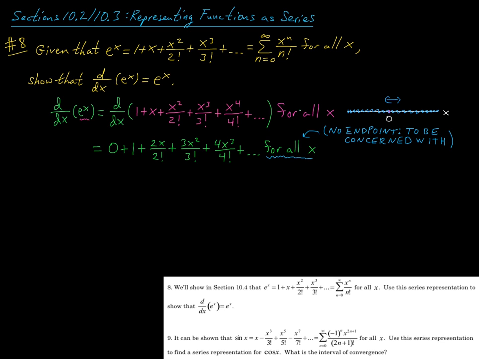I want to point out here that since this original series for e to the x converges for all x, this series we get by differentiating term by term will also converge for all x. Now we know from our main result on differentiating and integrating series that it is possible for the convergence at the endpoints of the original interval of convergence to be affected. However, since our interval of convergence here is the entire real number line, there are no endpoints to be concerned with. So this series also converges for all x.